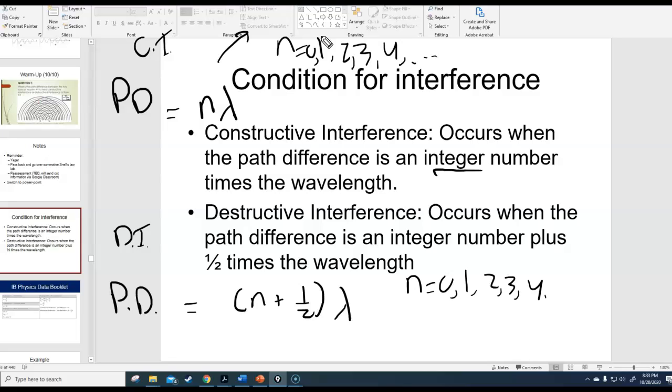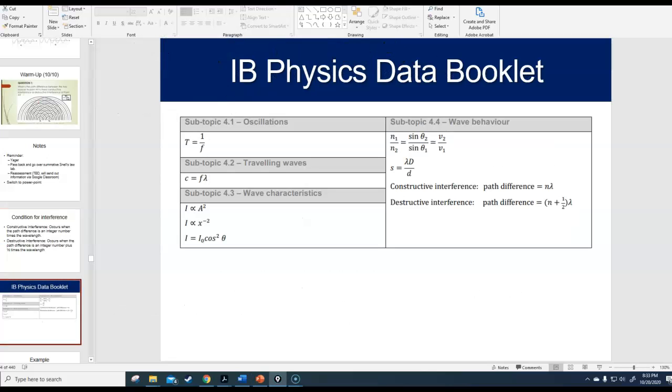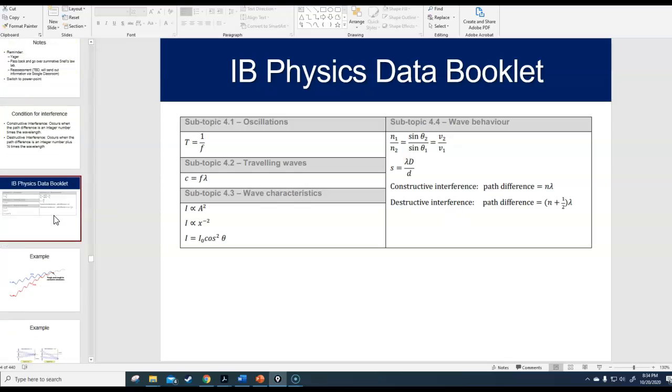Make sure you write that down, although I will tell you that this is actually in the data booklet, more or less. This is what's given to you in the data booklet for 4.4. We have Snell's law, kind of in a weirdly rearranged way. This middle equation right here is called the double slit equation. We'll see that in the next video. And then down here at the bottom, this is what's given to you in the IB data booklet, the conditions for constructive and destructive interference in terms of the path difference.